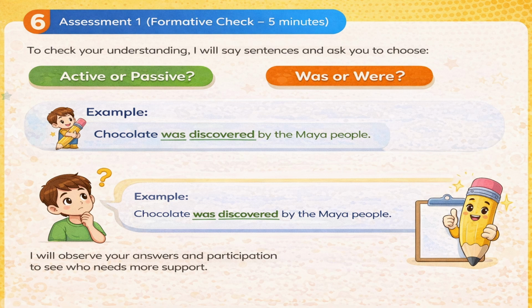Assessment 1. To check your understanding, I will say sentences and ask you to choose active or passive, was or were. Example: chocolate was discovered by the Maya people. I will observe your answers and participation to see who needs more support.